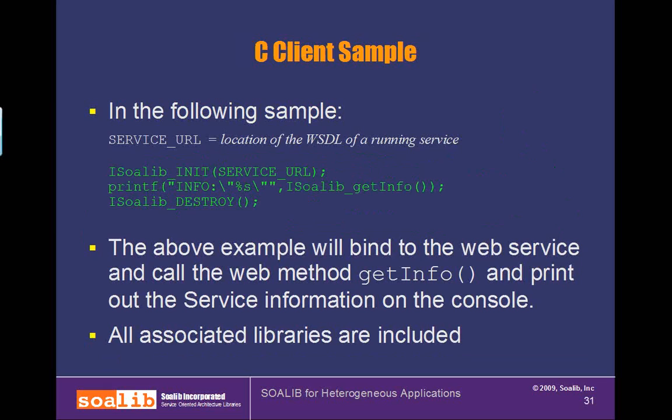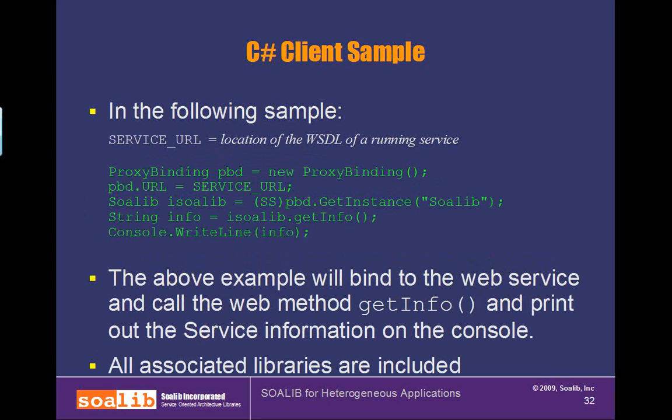Here's a C example, and the C example is probably the simplest example, in that it just does it in 3 lines. Once you link the library files that SOALIB provides, in 3 lines you can consume SOALIB web services. And again, it calls the get info message in SOALIB. And this is a C# example, which is .NET. And you can see that in 4 lines you can consume the SOALIB services, the same get info service that we were doing a couple of minutes ago.